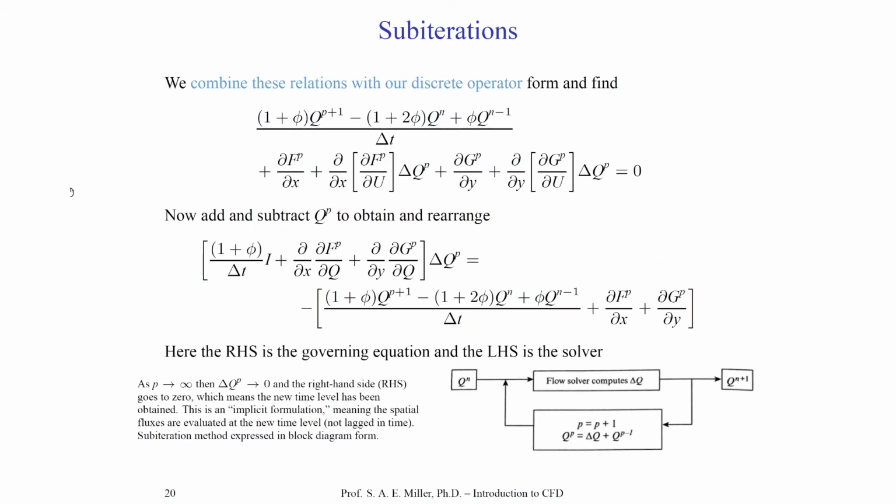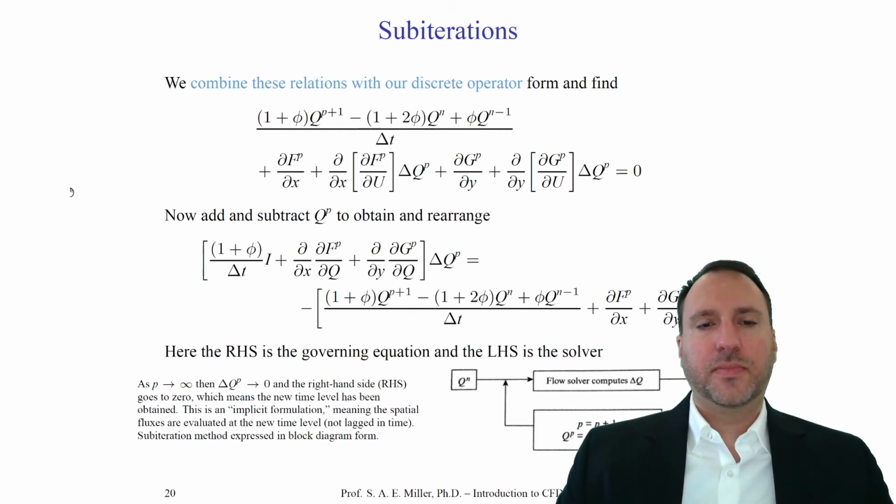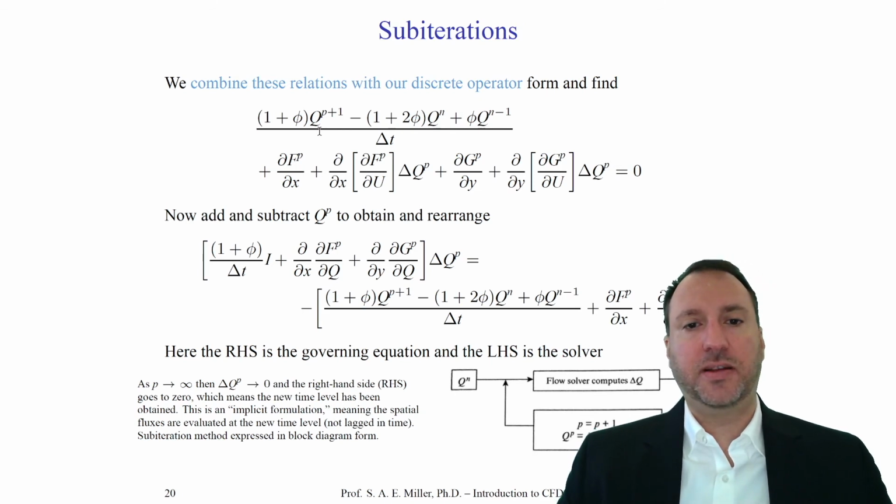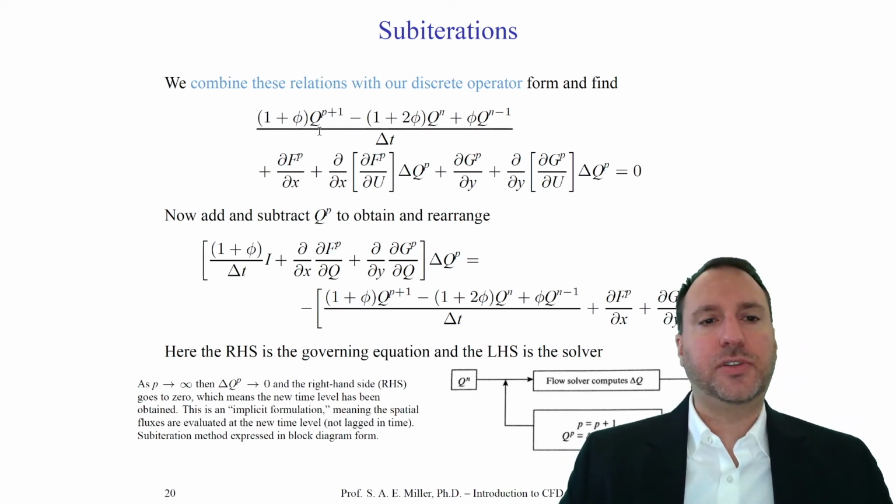We now combine all these operations and find a particular form, and we find 1 plus phi of q^(p plus 1) minus 1 plus 2 phi of q^n minus phi q of n minus 1. Notice now we have an explicit scheme for p. The beauty of this is we've taken an implicit scheme, which inherently is more stable than explicit schemes, and turned it into an explicit scheme for p, which we let go to maybe 20 or 30 explicit iterations. Typically, most solvers use between 20 and 30 sub-iterations, but it's a variable that the user can completely choose.